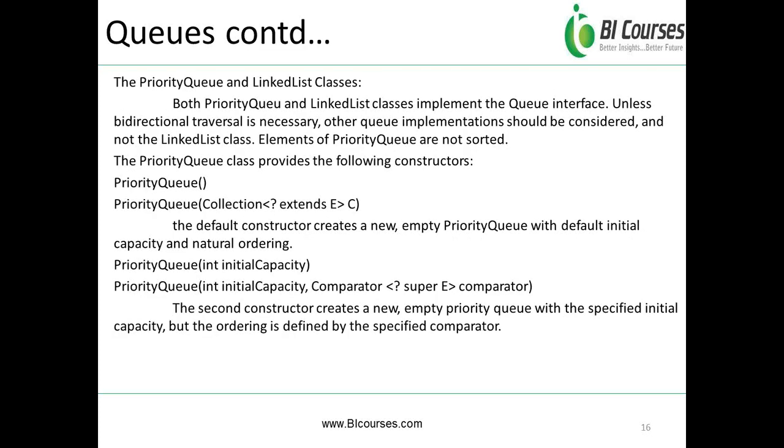Both PriorityQueue and LinkedList classes also implement the Queue interface, so there you can bidirectionally traverse the queue. And for PriorityQueue, you can construct a priority queue from a collection. The default constructor creates a new empty priority queue with default initial capacity. If you specify some initial capacity, then that much memory will be created, and you can add those objects.